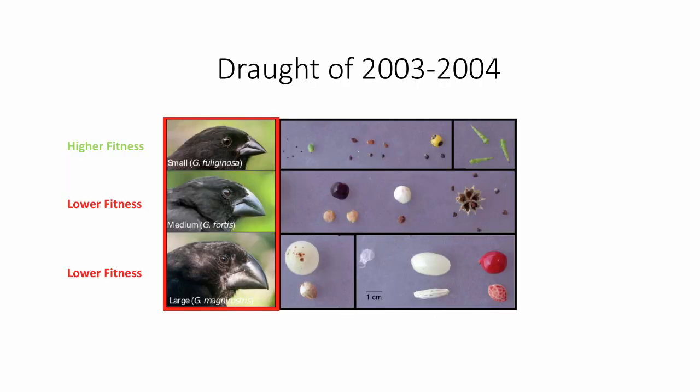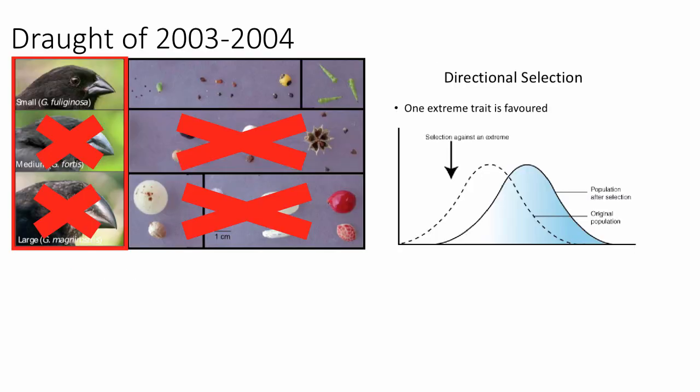Between the years 2003 and 2004, there was a drought. And because plants that produce large and medium seeds need a lot of water to distribute resources to seed production, they were unable to do so. However, plants with small seeds were still able to produce their seeds. This allowed for selection against medium and large beak birds, and small beak birds were able to flourish. This is an example of directional selection, where one extreme trait is favored over the others.